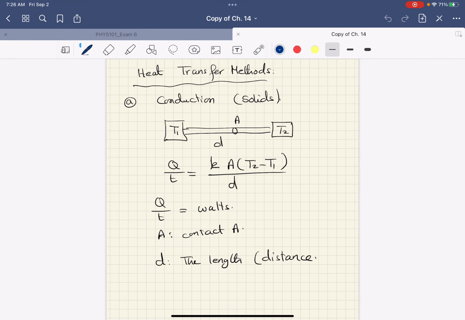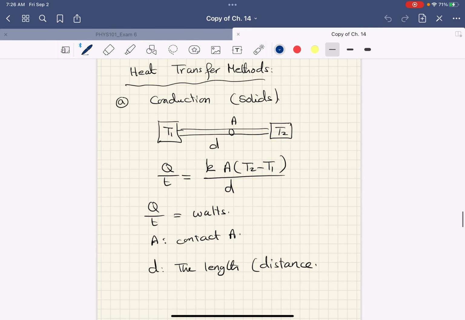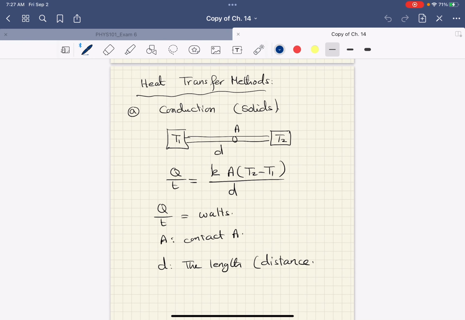Hi, good morning. This is the last part of chapter 14. And here we are going to talk about heat transfer methods. We have three major heat transfer methods. The first one is conduction, and that is in solids.